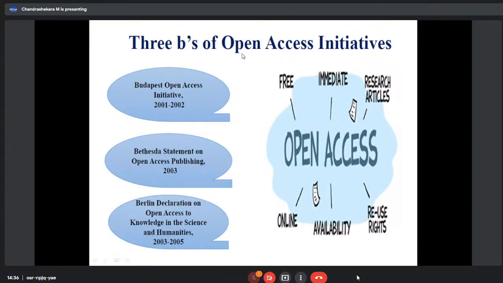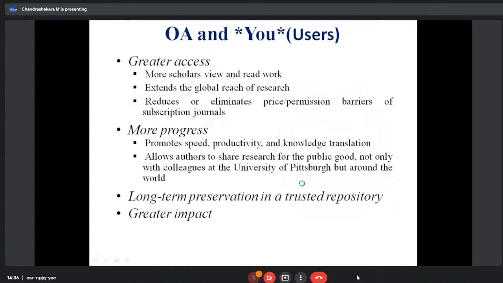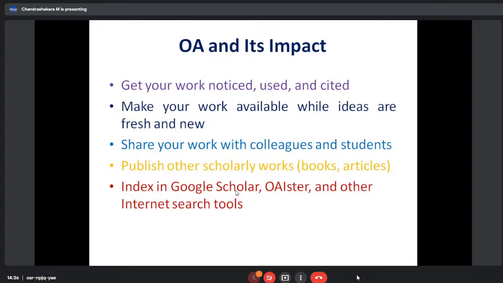These are the three B's of open access initiatives. I already told this earlier, but I want to repeat it. Greater access, more progress, and long-term preservation in a trusted repository, and greater impact also. If you publish in open access, you get your work noticed, used and cited. Make your work available while ideas are fresh and new, which is more important, because it will be easily spread to many people.